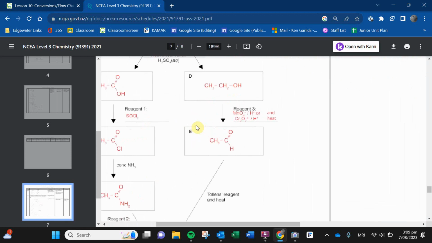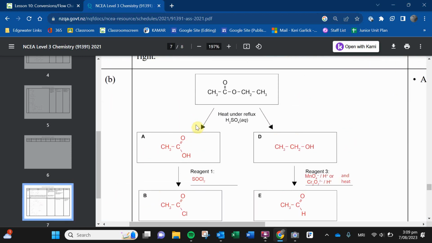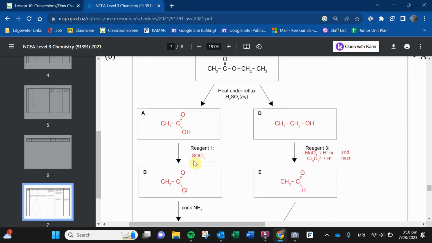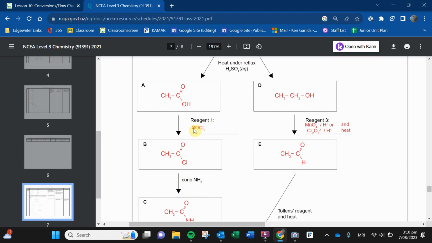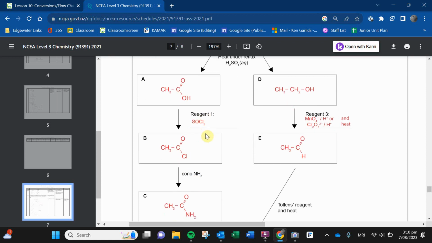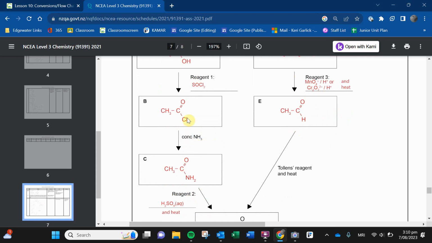All right, I'll just show you guys the answer for the one that you're working on. So you guys are all working on the flow chart. So this here is your ester. If we heat it with dilute sulfuric acid, we would break up our ester. We'll talk about the hydrolysis of esters and amides in a later lesson, so don't stress. You get your carboxylic acid and you get your alcohol. Going down the carboxylic acid chain, you can go from a carboxylic acid to an acid chloride by using SOCl2. And then if you had concentrated ammonia, you can then swap the chlorine for the NH2.